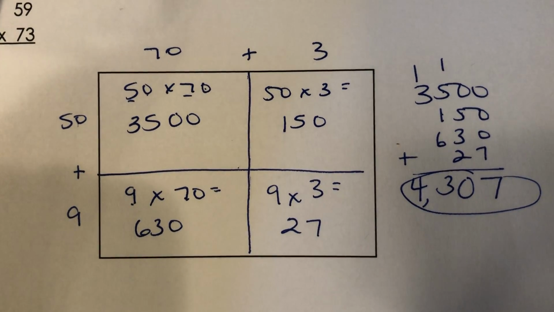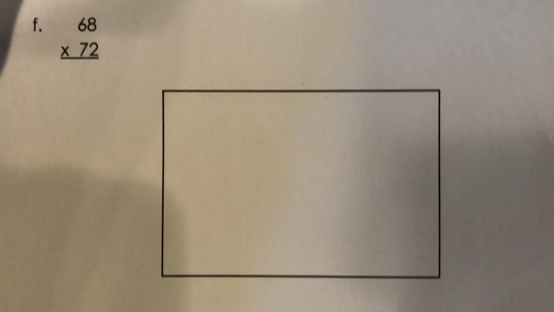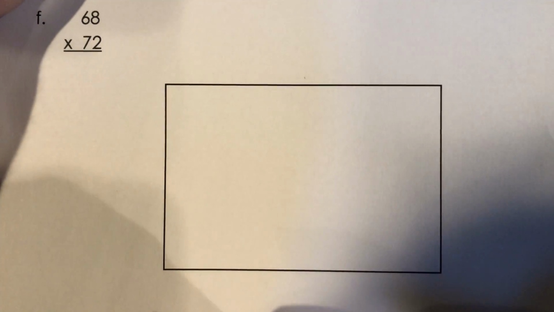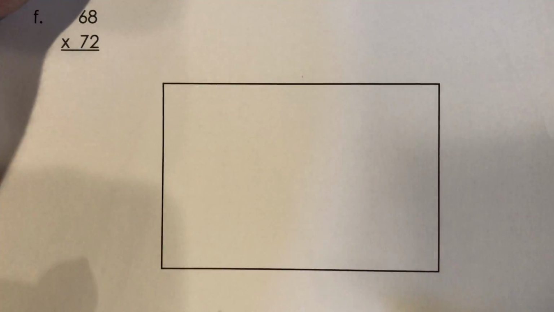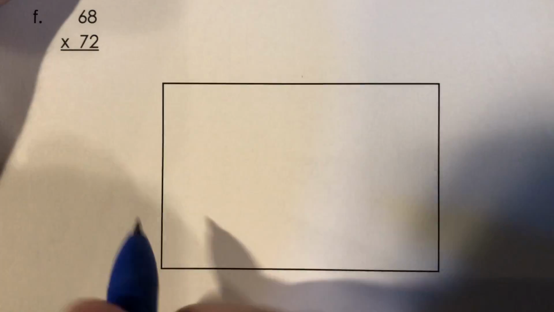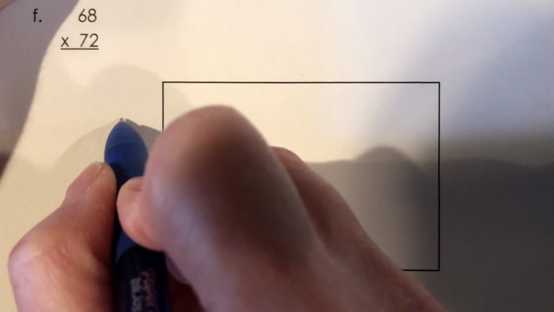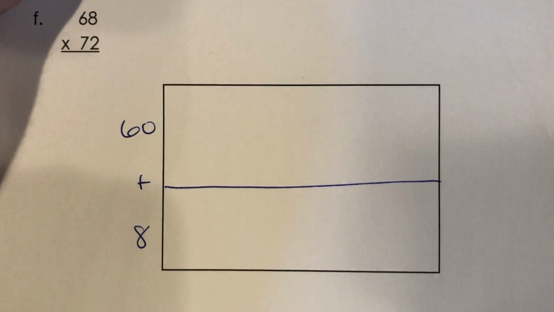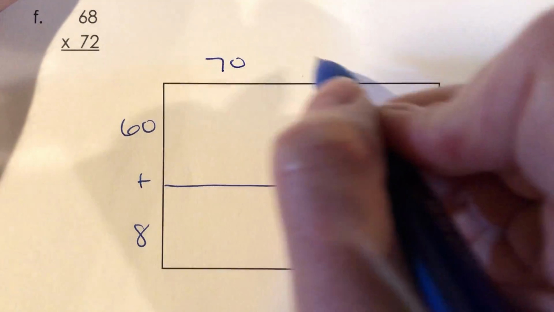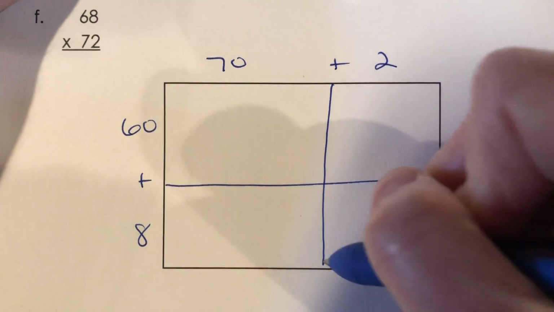All right, ready for the last one? If you haven't tried pausing it yet, I would encourage you to try pausing right here and seeing how you do with it. All right, so I have 68 and 72. And it doesn't matter if you write the 68 across here or across here. I usually put the lower digit on the shorter side, but it won't make a difference in your answer. So I would separate 68 into 60 plus 8. And I'm going to separate 72 into 70 plus 2.